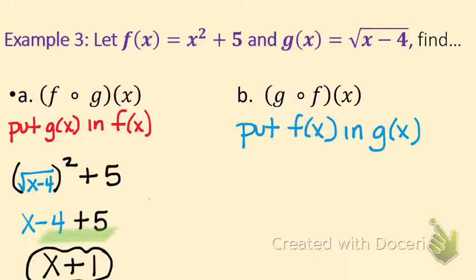Okay, so now for this one, see how g comes first? So I'm going to rewrite this function, and I'm going to put parentheses where I have an x. So for this one, I have a square root, and then under the square root, I have an x, so I have parentheses, minus 4. Now inside of that parentheses, go ahead and put your f function.